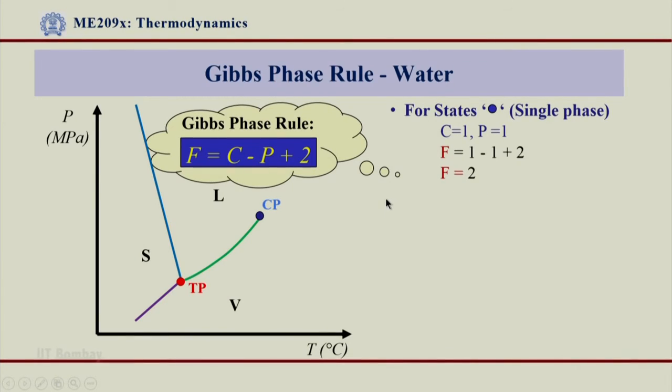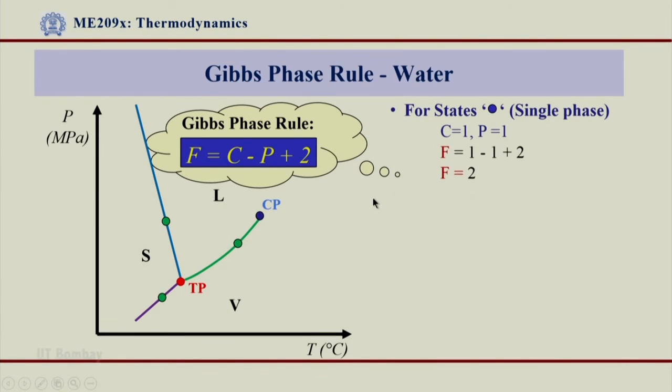Let us now concentrate on these green dots, the system that lies on these saturation lines, SL saturation line, LV saturation line and SV saturation line. So our thermodynamic system now is a two phase system where the two phases coexist, they are in equilibrium and they lie on this region.